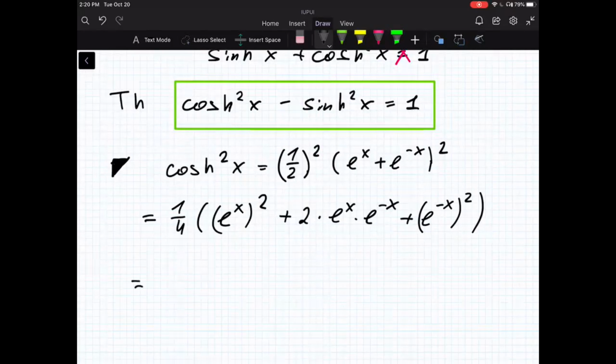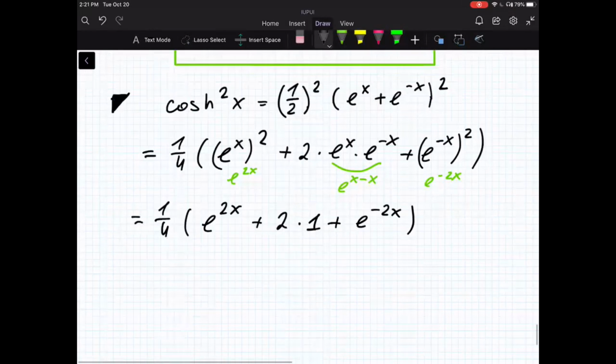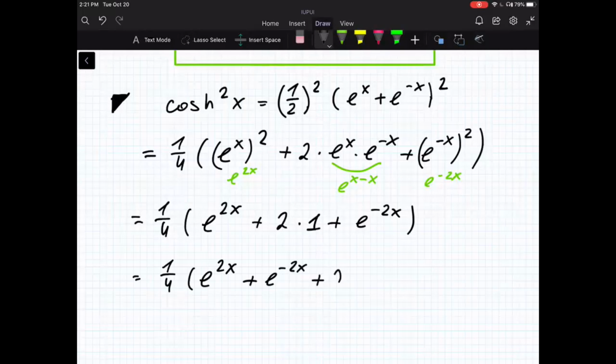But using the property of the exponential function, that is equal to exponential of 2x plus 2. And here I have exponential of the sum. So this is exponential of x minus x. This is exponential of 2x. And this is exponential of minus 2x. So I get just exponential of 0, which is 1, plus exponential of minus 2x. So it is 1/4 exponential of 2x plus exponential of minus 2x plus 2.